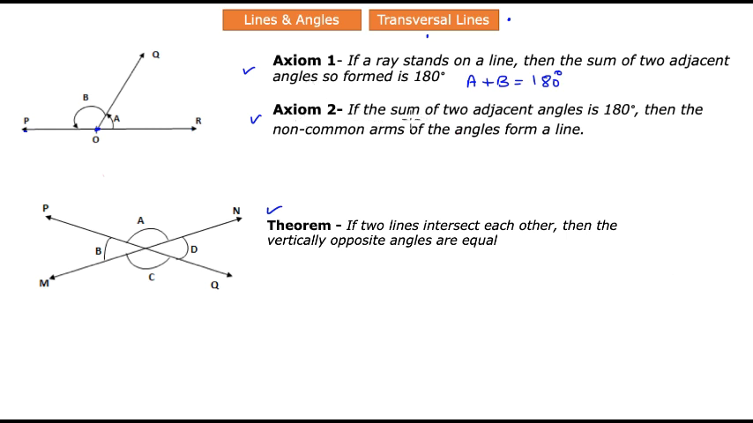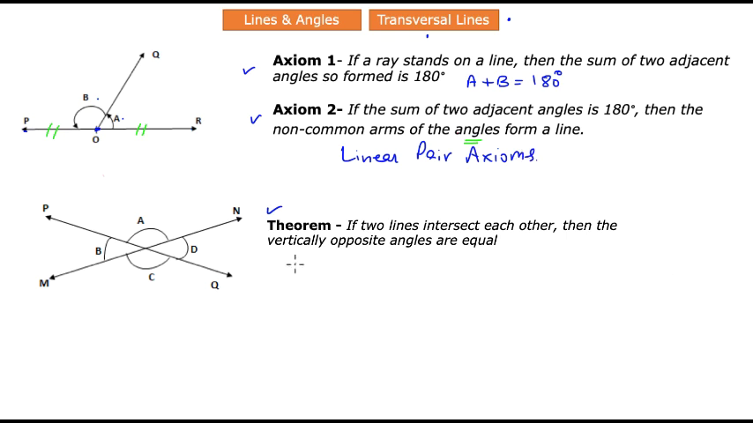It states that if the sum of two adjacent angles is 180 degrees, which means A plus B is 180, then the non-common arms of these two angles, which are arm PO and arm OR, will form a straight line. So, having known about these two axioms, we would like to collectively call them the linear pair axioms.